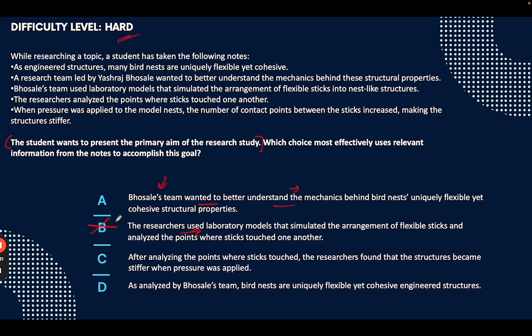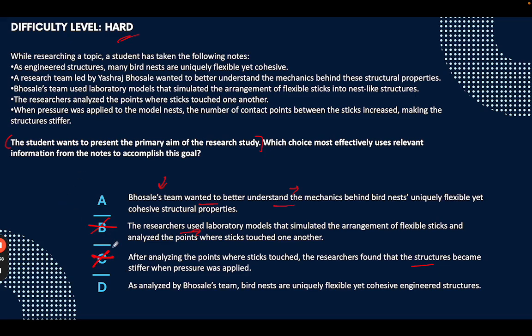Let's go to C now. After analyzing the points where sticks touched, the researchers found that the structures became blah blah blah. Anyway, this particular option is simply telling me what happened after they analyzed something. It's telling me the process: step 1 was this, step 2 they analyzed something, step 3 they found something. But it's not telling me why the study was conducted. And because of this reason, I'm going to eliminate C as well.